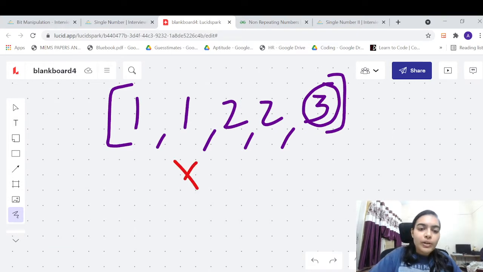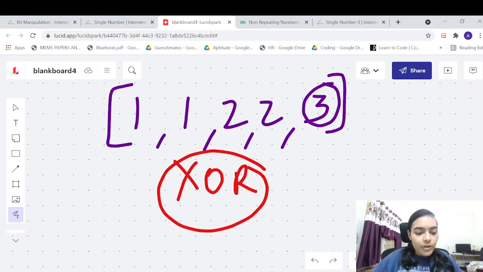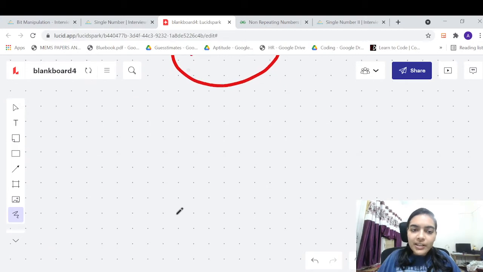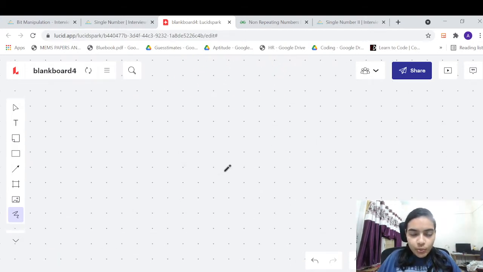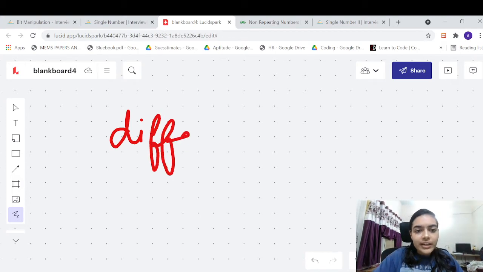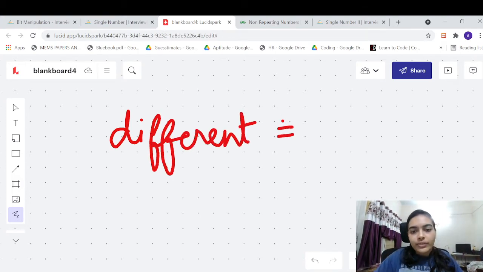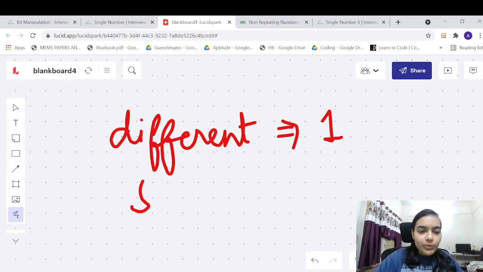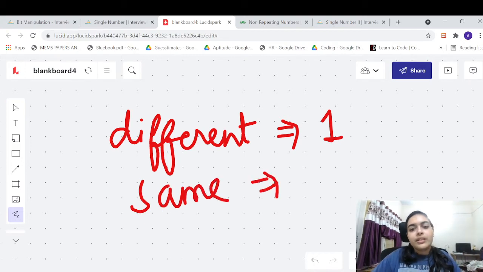There is a very simple concept in bit manipulation that is called XOR. Let's try to understand it a little bit and then we'll be able to solve this problem. So what is XOR? XOR means whenever two elements are different, the XOR of those two numbers is 1. Whenever two elements are same, their XOR is 0. That's it. Very simple concept, XOR.